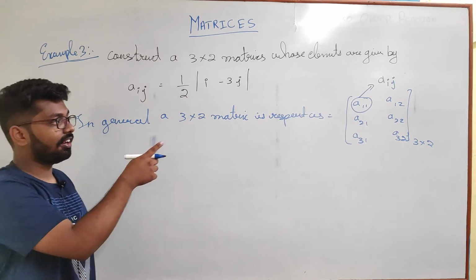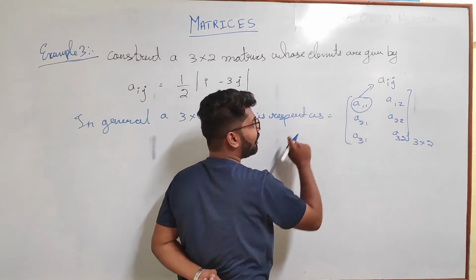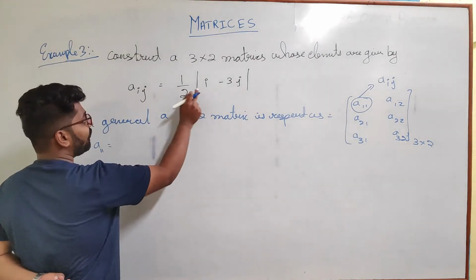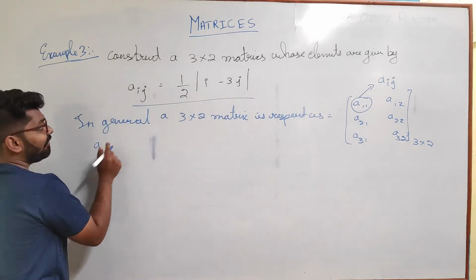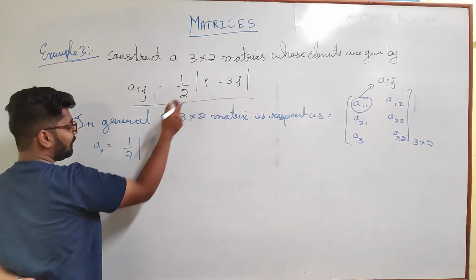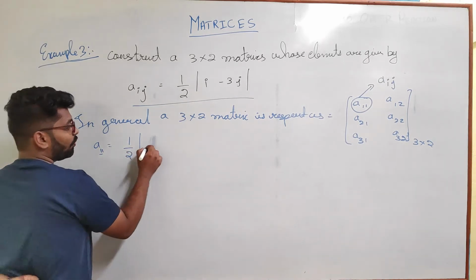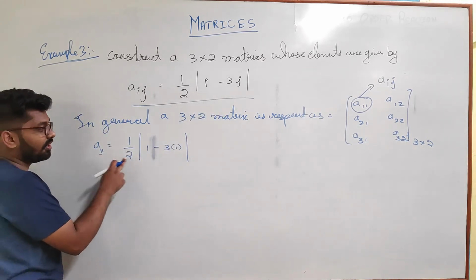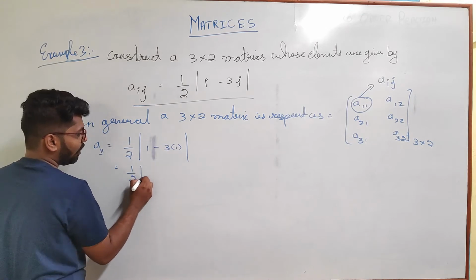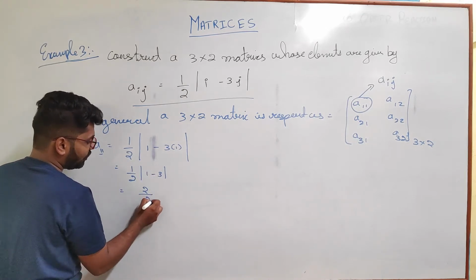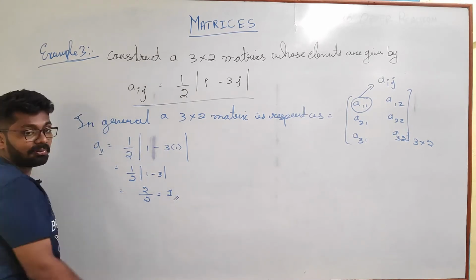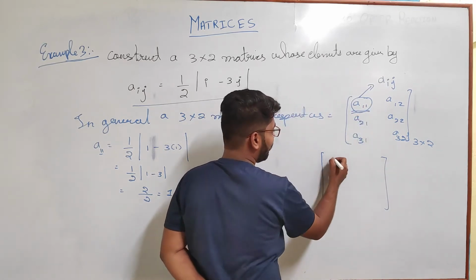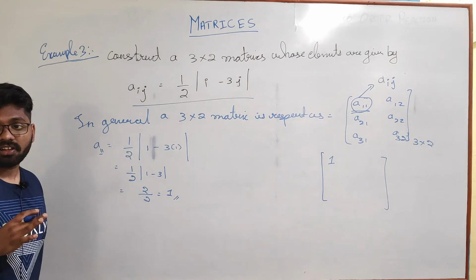So what is the value of I in this first element? 1. And what is J? 1. So A11 is equal to, what is the equation given? A11 is equal to 1 by 2 modulus of I minus 3j. In place of I you put 1. So 1 minus 3 into 1. 3 into J is what? 1 itself. So therefore 3. Now 1 by 2 modulus of 1 minus 3 is how much? 2 by 2 is equal to 1. So A11 is 1. As soon as you get any number, write it in its position. You are going to put 1 there itself.